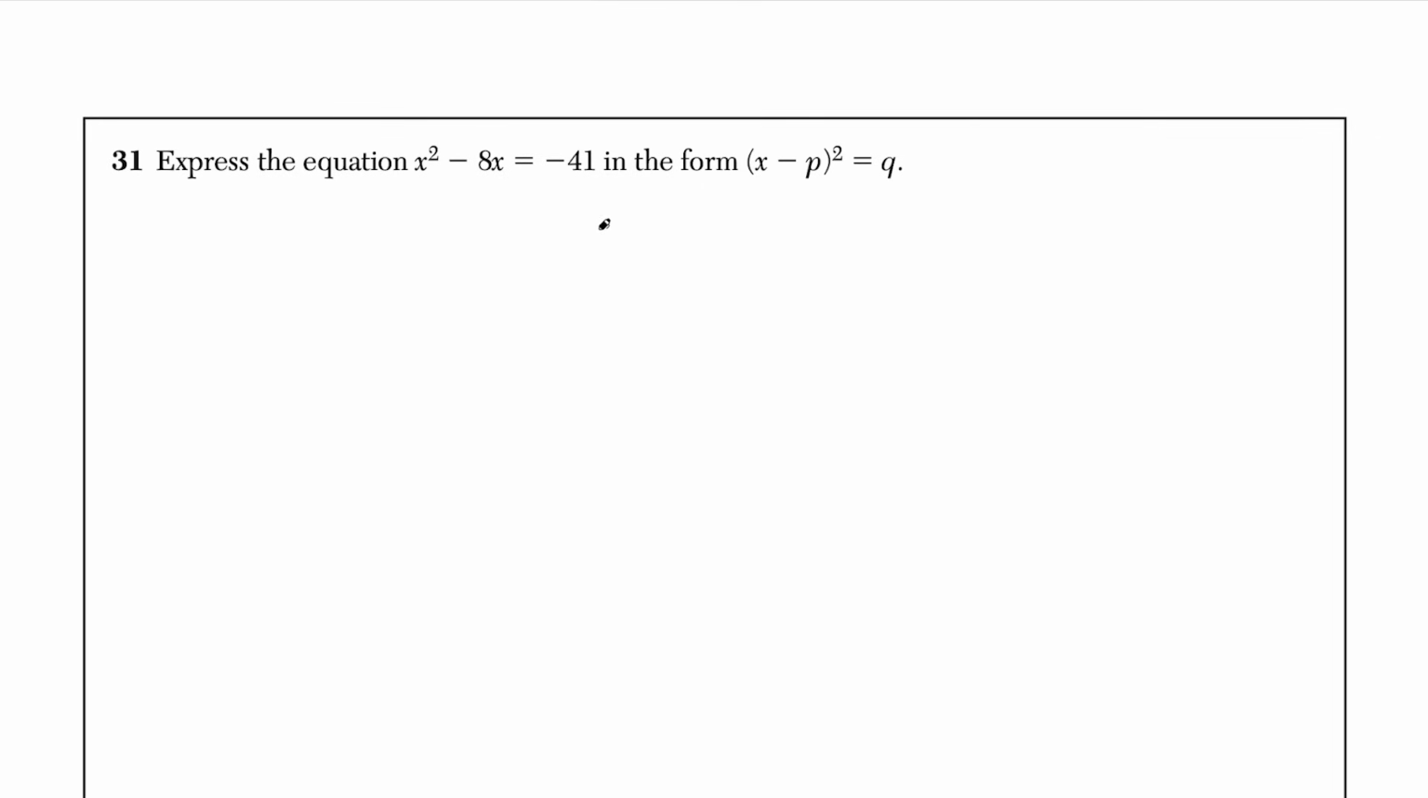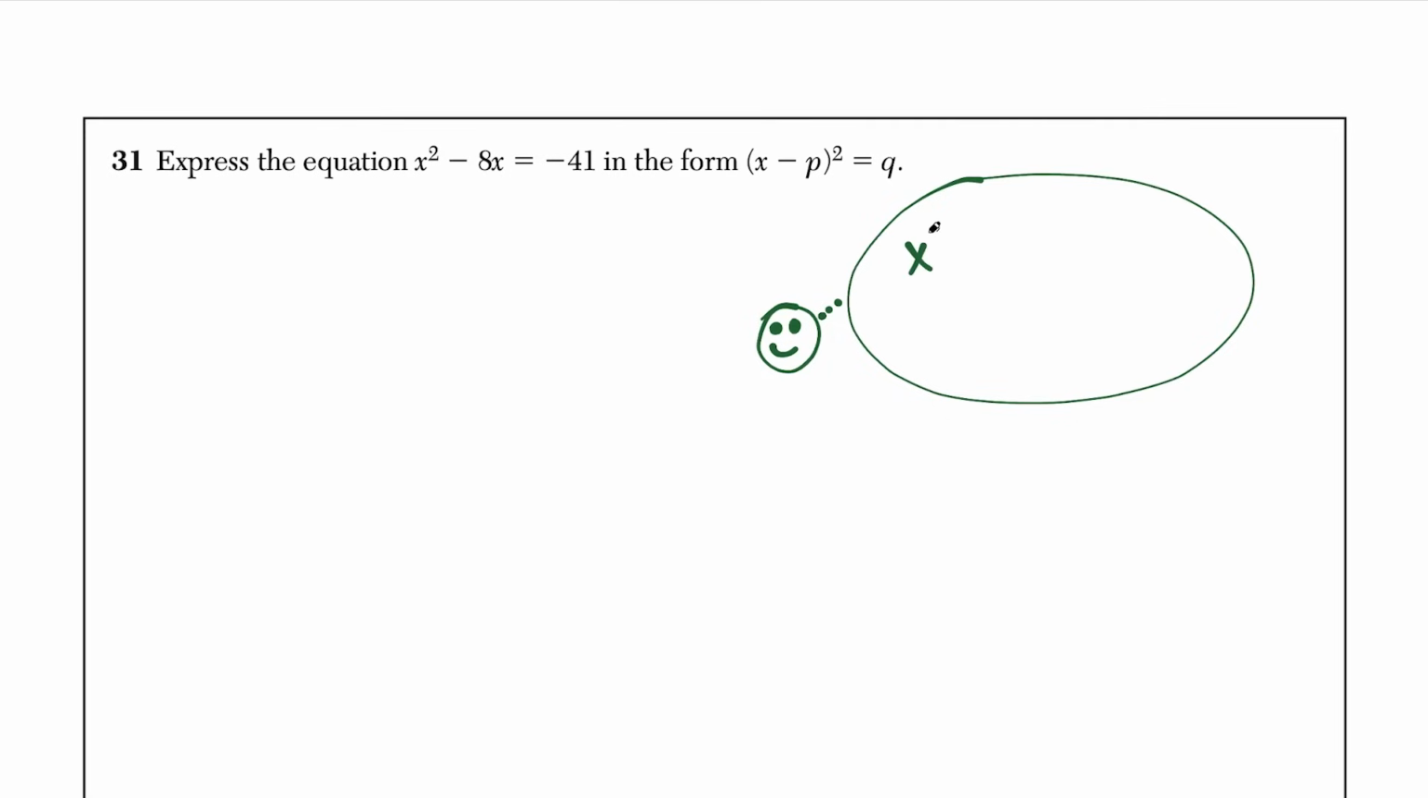Question 31, we have this quadratic equation here, and we want to write it in the form of x minus p squared equals q. So for this question, we have to know how to complete the square. And the idea behind completing the square is you want to get the quadratic in the form of x squared plus or minus some number b times x, and then equals some other constant. Okay, so I'll just call the constant on the other side k. So this just represents some constant. And the technique involved with completing the square is you want to find half of the b term and you want to square it.